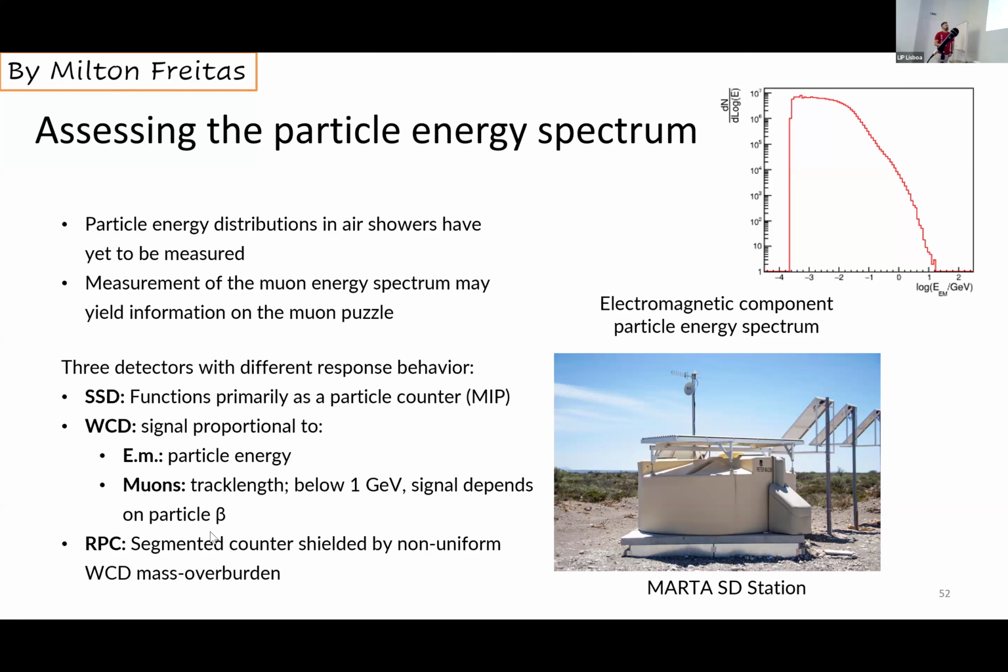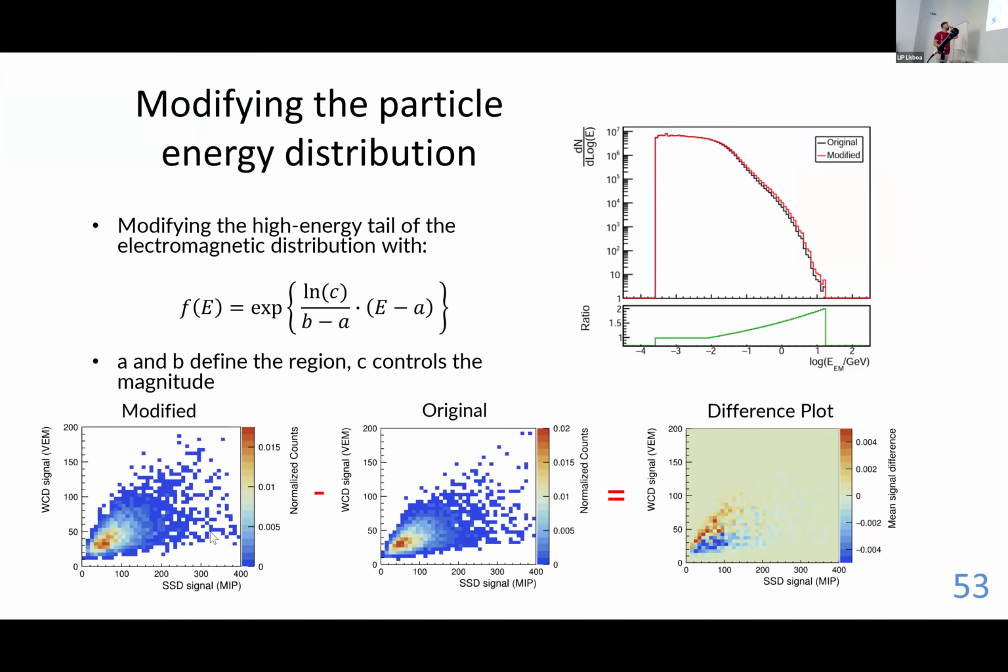The RPC is also a counter, a segmented counter on the bottom, and you can get 2 pieces of information from it. You can count the muons if it's a high overburden, and you can count everything if it's a low overburden. And we are still exploring the muon count at some point.